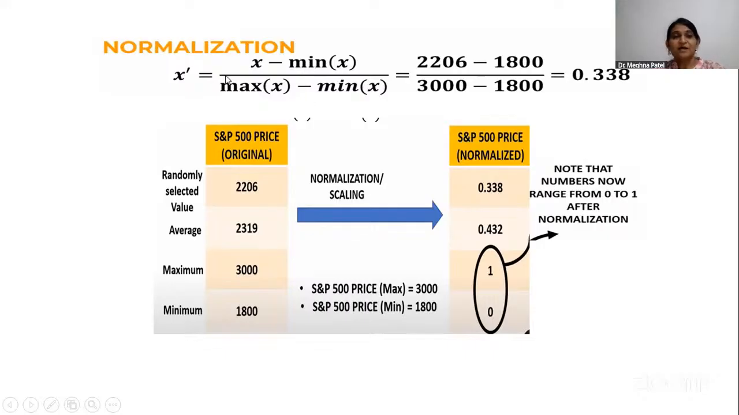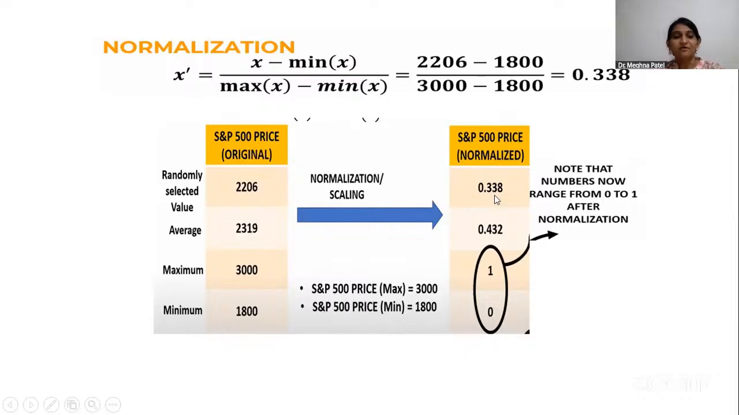Now check here. X means any value you are taking. So we are taking first 2206 minus the minimum of X. The minimum of X is 1800; in that data, the minimum value is 1800. So we subtract that, then divide by the maximum of X minus the minimum of X. That feature's maximum value is 3000, so it is 3000 minus 1800. When we calculate, it will give you 0.338. So the original data 2206, when we scale using normalization, converts into 0.33.